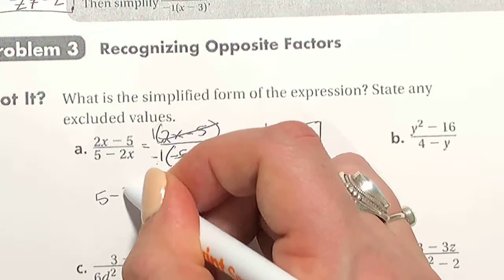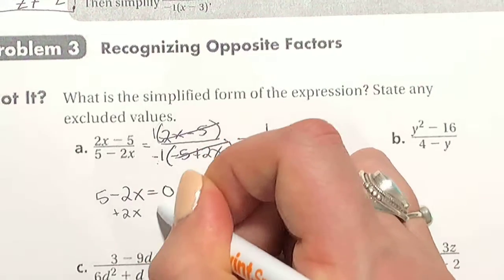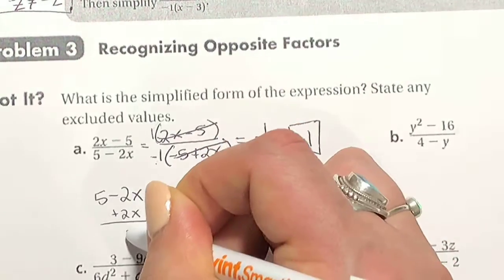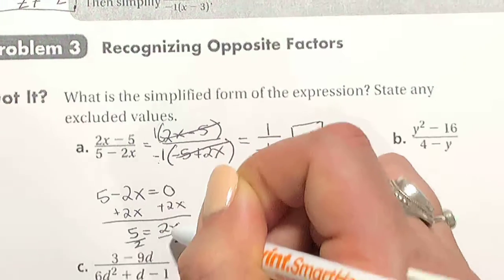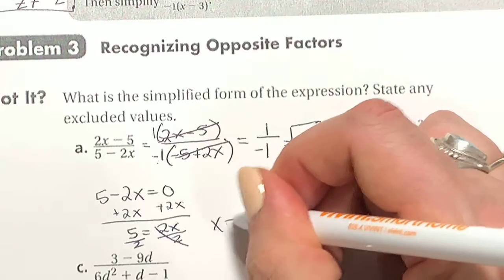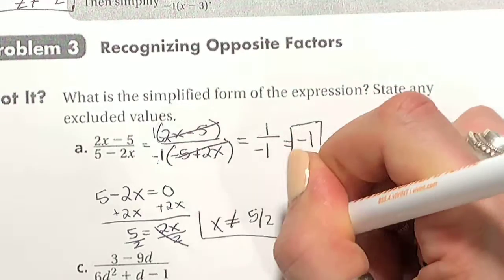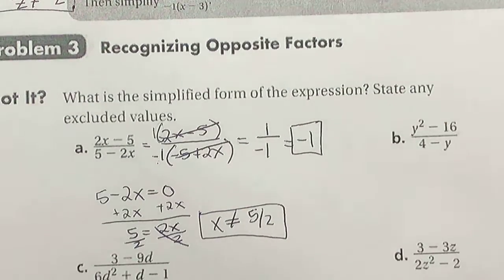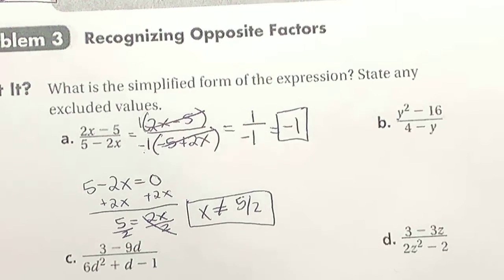This case was a little bit more obvious, where you can see right away that they're opposites. On other ones, you'll notice that doesn't happen. So I'll show you another one here in a second. But for your excluded values, I know it gets kind of annoying to do these. Still just take that denominator and set it equal to 0. So we add the 2x over, and then we divide by 2, and we get x cannot equal 5/2 for our excluded value.